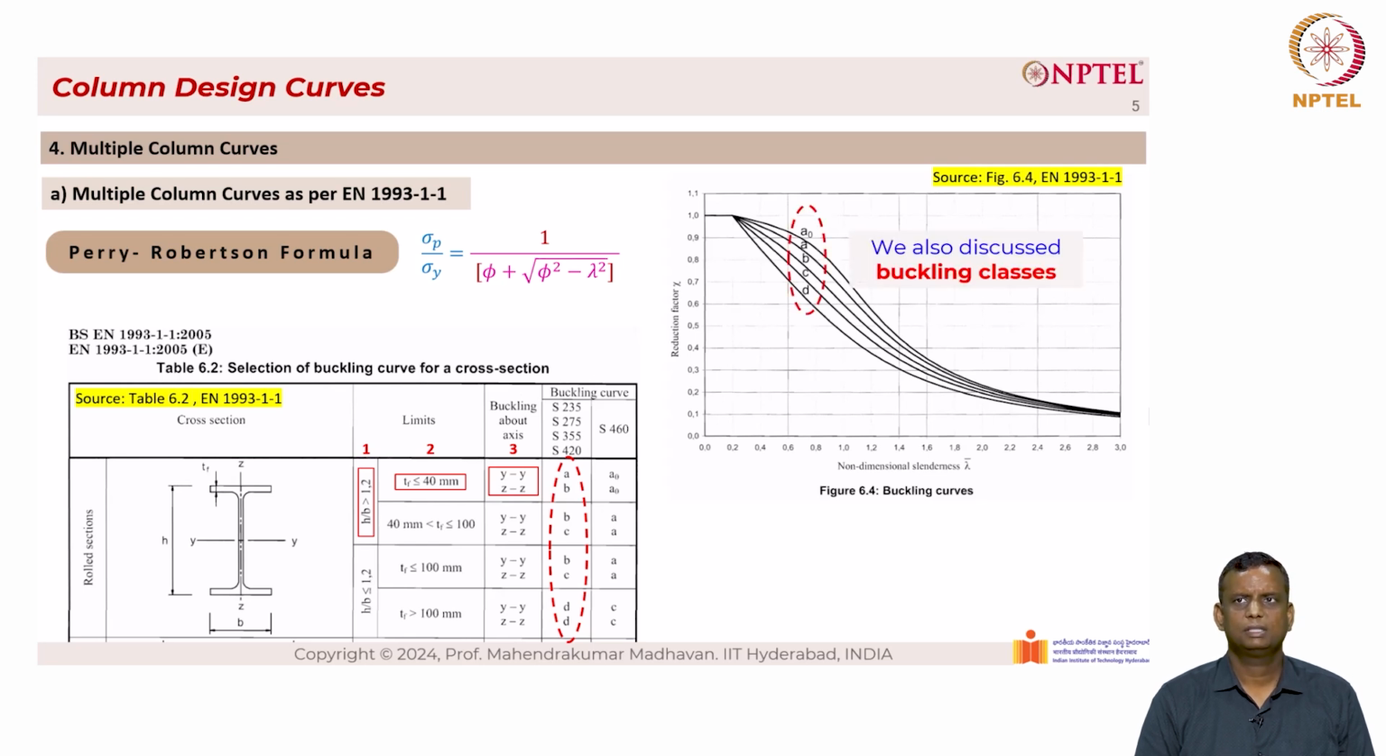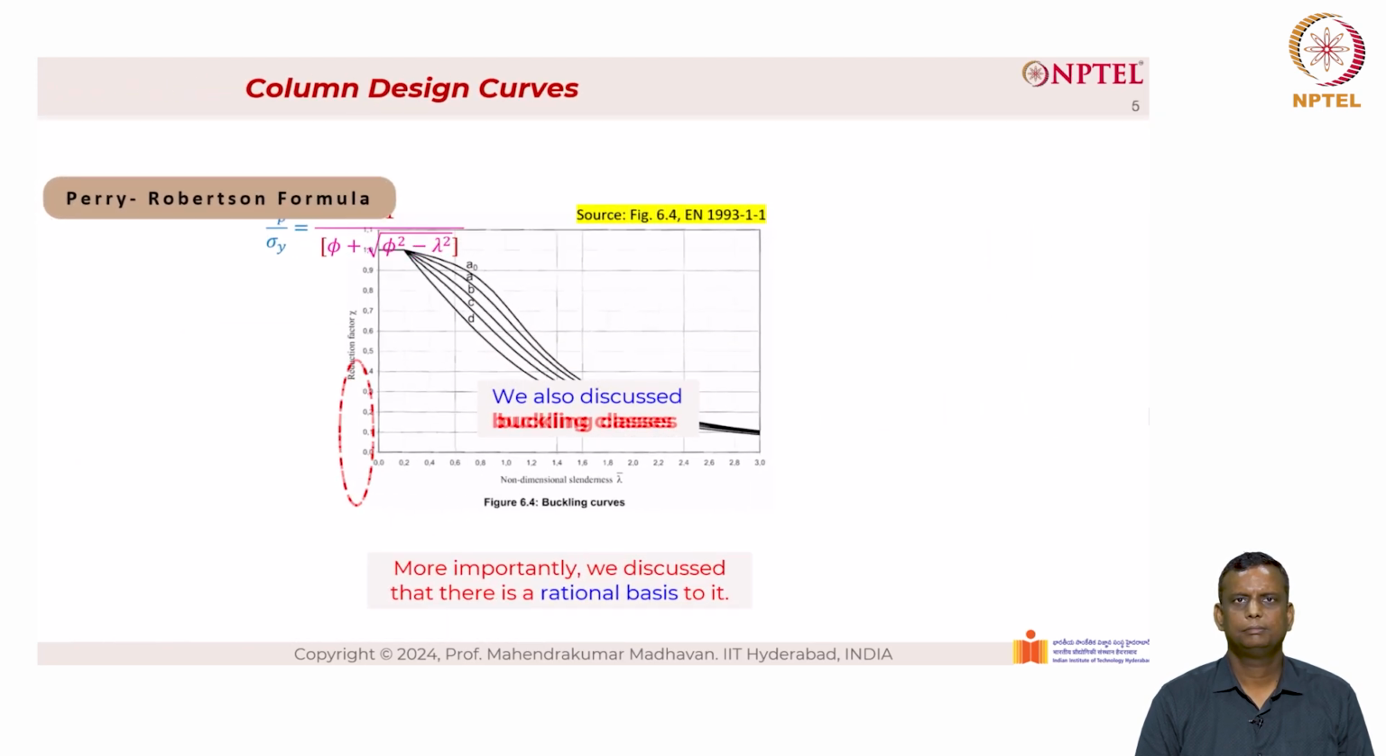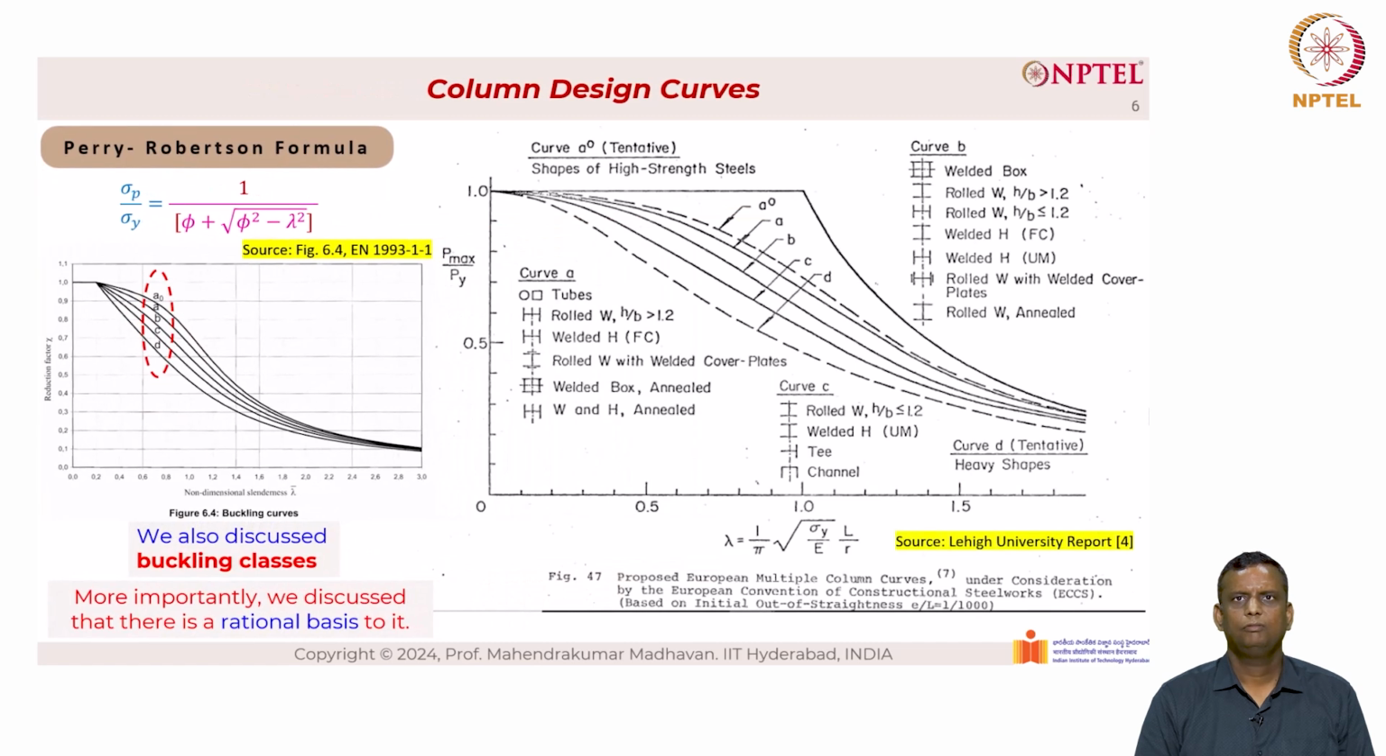We also discussed the buckling classes in the previous section. More importantly, we discussed that there is a rational basis to it. We also discussed how these curves are classified, the importance of each curve, and what type of cross-section fabrication is to be selected, whether it is annealed, whether it is welded, whether it is buckling about the major axis or minor axis, whether it is singly symmetric or doubly symmetric. All these things were discussed in the previous class.